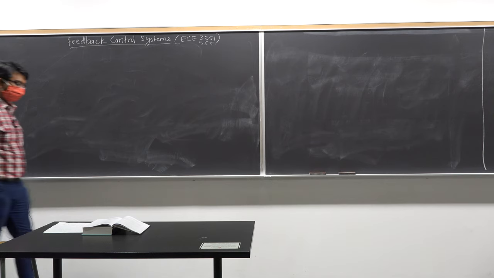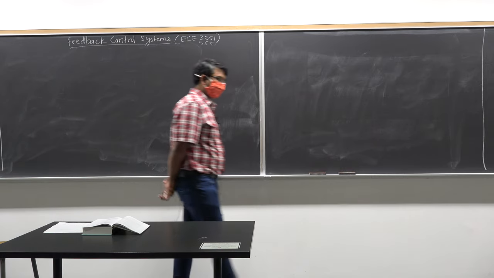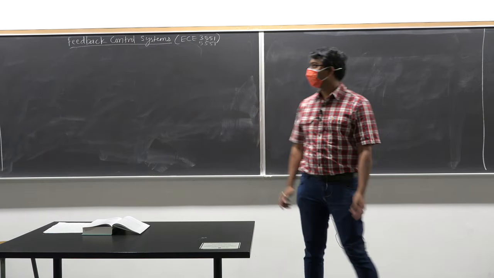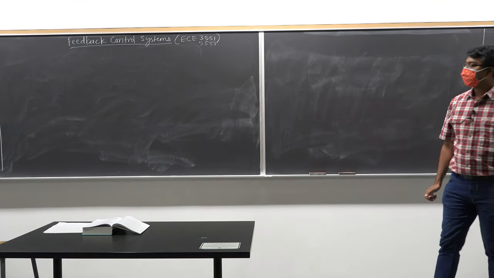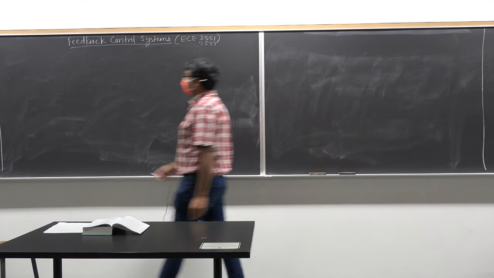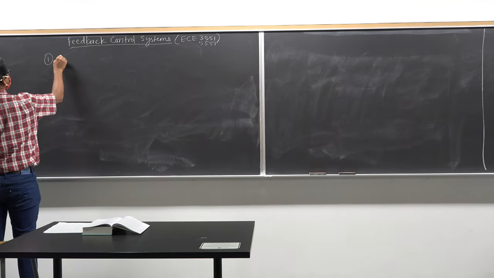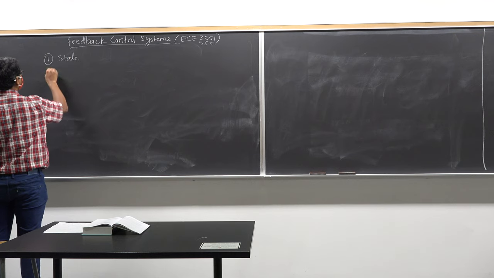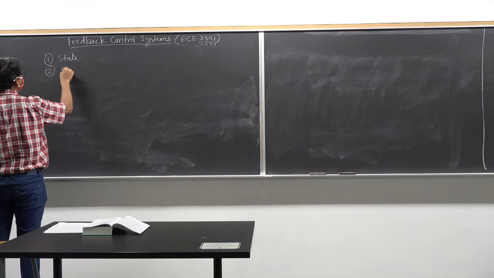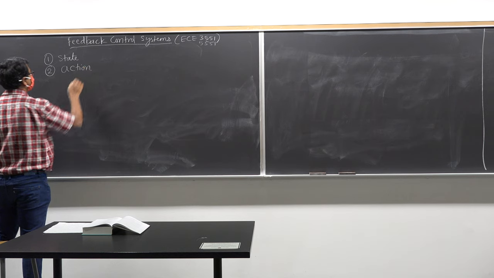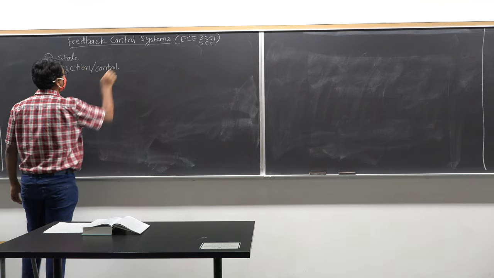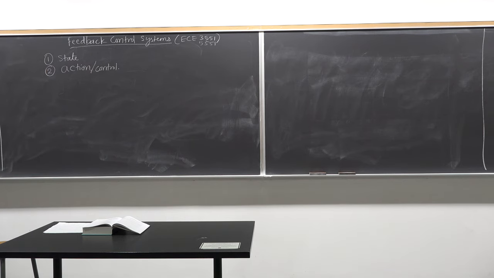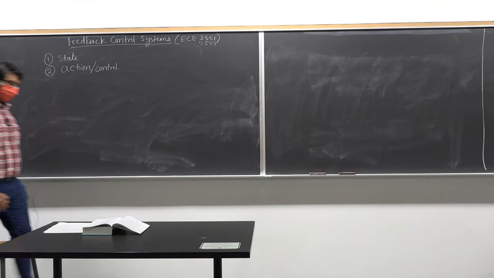Most of the systems nowadays are feedback control systems. Our air conditioning system in this room is a feedback control system. And there are two essential elements of a feedback control system. So one is the state. And the second one is the action, or the control. Two elements of a feedback control system.